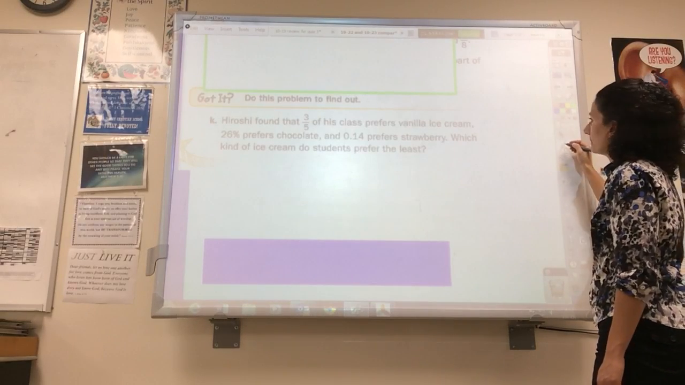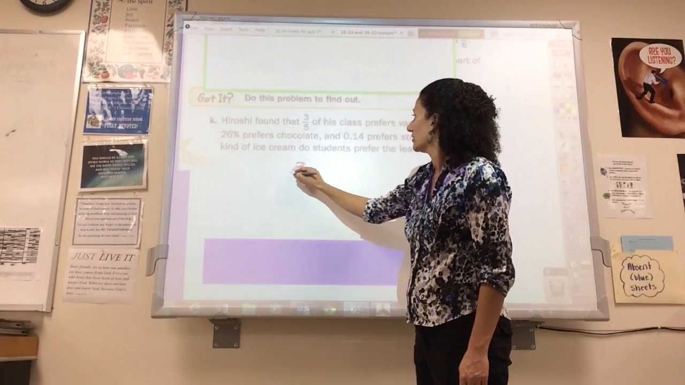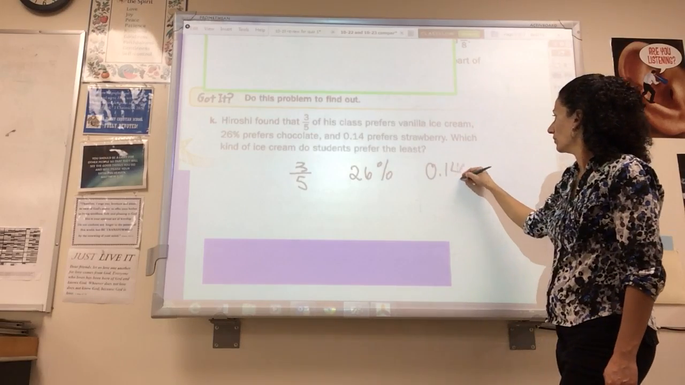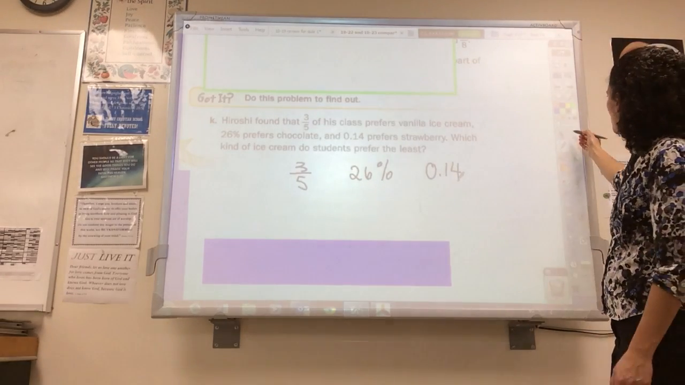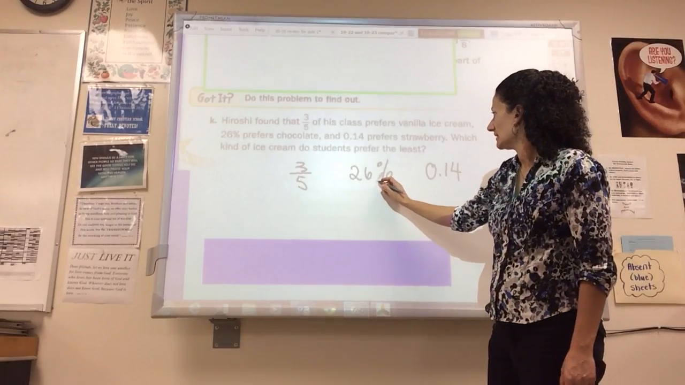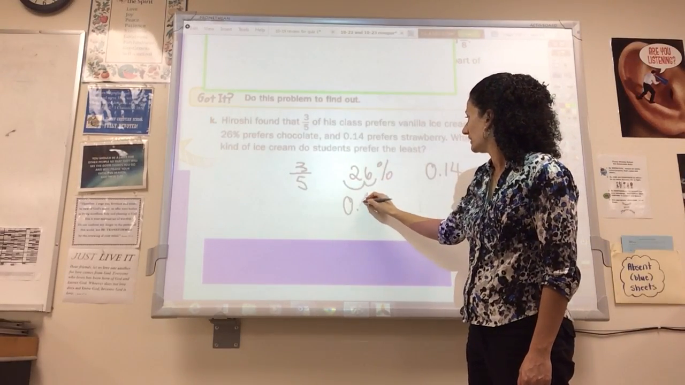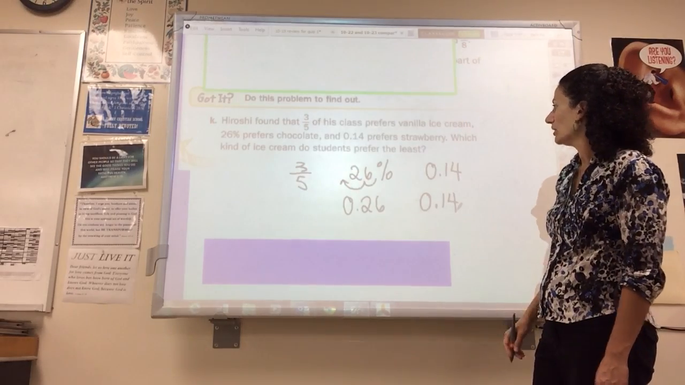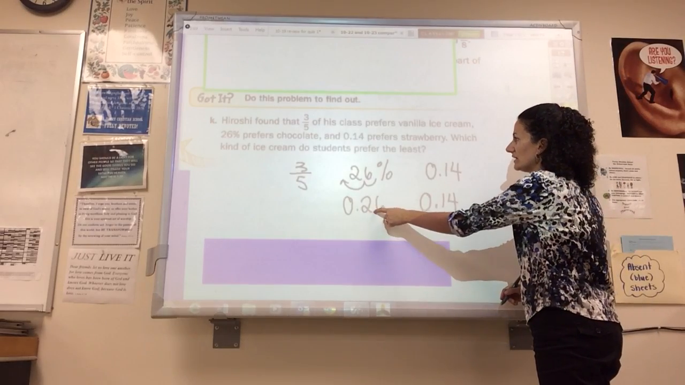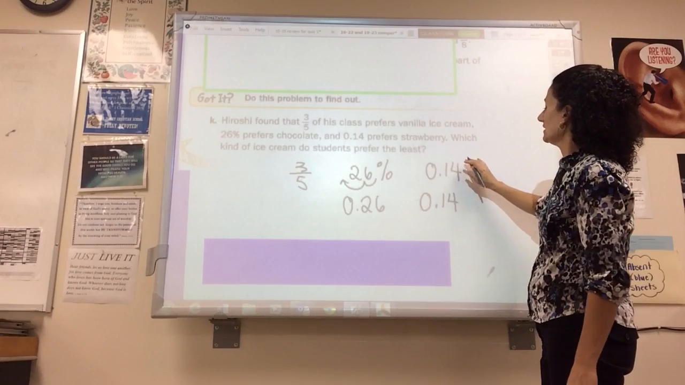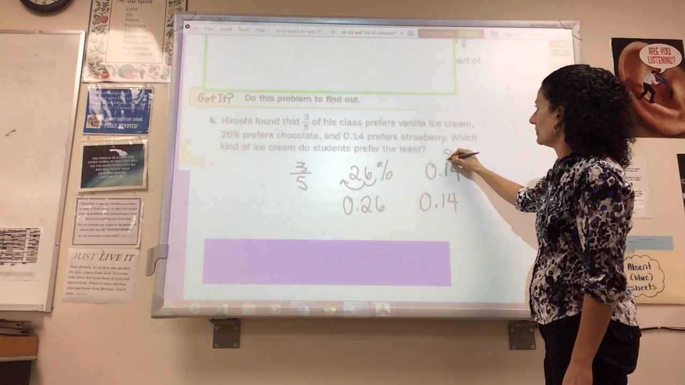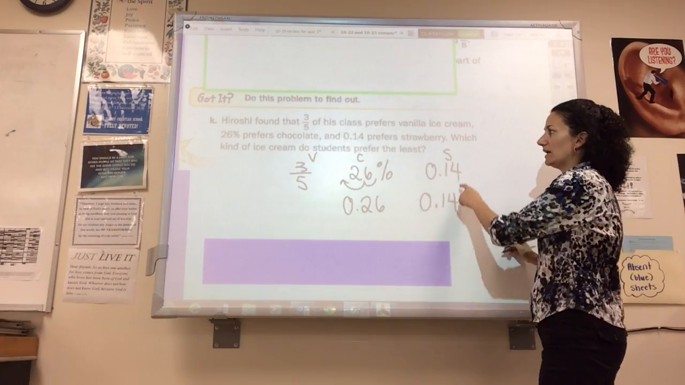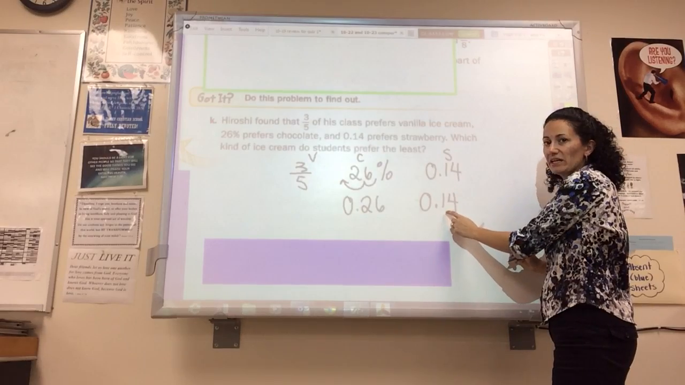Okay, let's go over this one. So we're really comparing 3/5, 26%, and 0.14. Let's change them all to decimals. Hopefully you've already done that. And so this as a decimal would be 0.26. This is obviously already a decimal, 0.14. We can already see that this is smaller than this. So far, we probably should write the ice cream. This was strawberry, this is vanilla, and this is chocolate. So we can already tell, so far, it seems like strawberry is the least favorite.